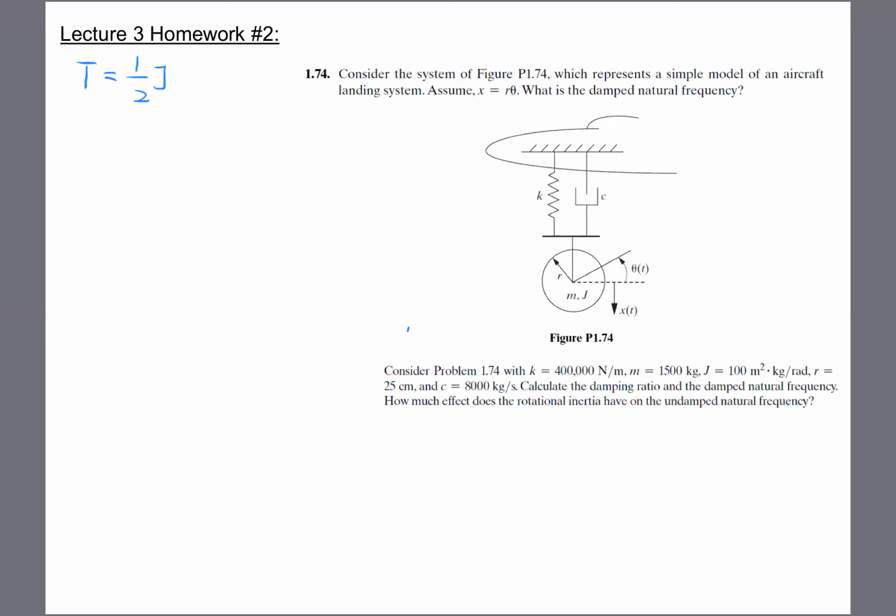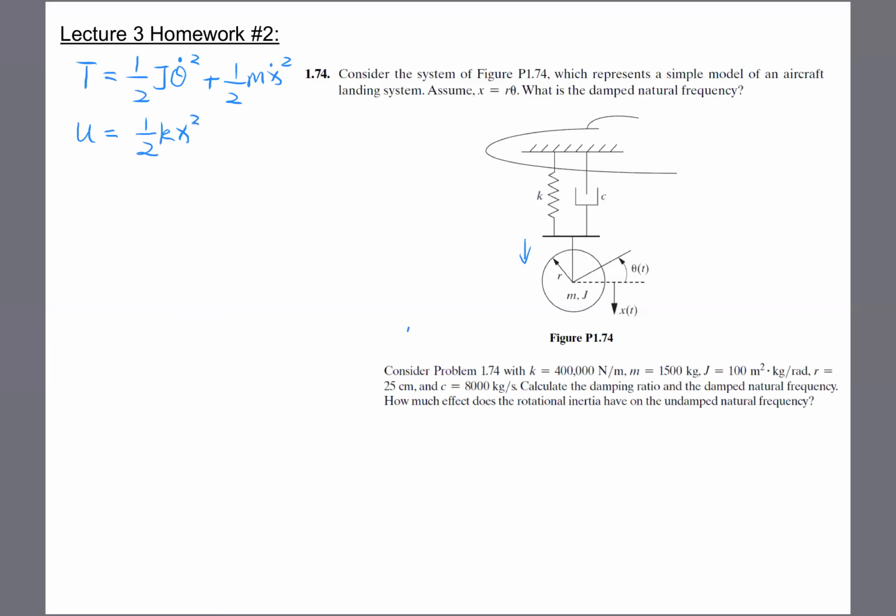That's half J theta dot squared. But that's only part of the kinetic energy. This wheel is rotating, and at the same time it's moving up and down. Because of that linear motion, we have to add an additional term for the kinetic energy. Once you have this T, the U is simple because it's only the spring moving down by x. So that's half k x squared.